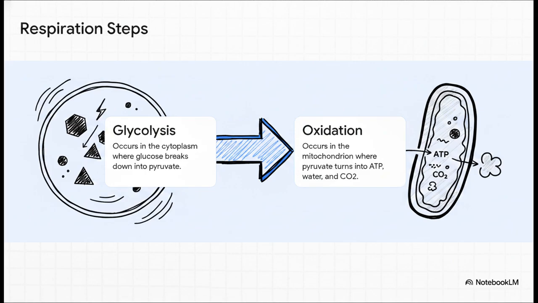Cellular respiration always kicks off with a universal first step called glycolysis. Glycolysis basically means the breakdown of glucose, and it happens right out in the cytoplasm of the cell. One glucose molecule gets broken down into two molecules of pyruvate. Now what happens next? Well, that depends entirely on oxygen. If oxygen is present, that pyruvate moves into the mitochondrion, where it goes through a series of oxidations, pumping out ATP, water, and carbon dioxide.